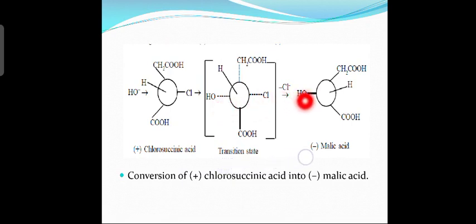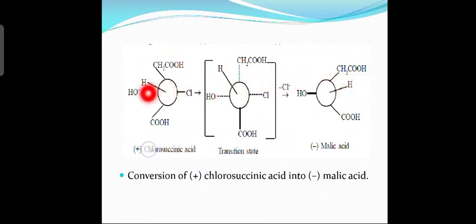Now the third step is what? The leaving group. The leaving group is Cl minus, that is, the chlorine atom. This leaves from the molecule. So you will not find chlorine atom, or in other words chloride ion, in the product molecule. That means the C-Cl bond is broken. And the new bond formed is the C-OH bond. So you can see easily here in the product molecule the C-OH new bond is formed. There is no C-Cl bond. And what about the CH2COOH groups? The CH2COOH groups from this side have shifted to the other side, you can see here.